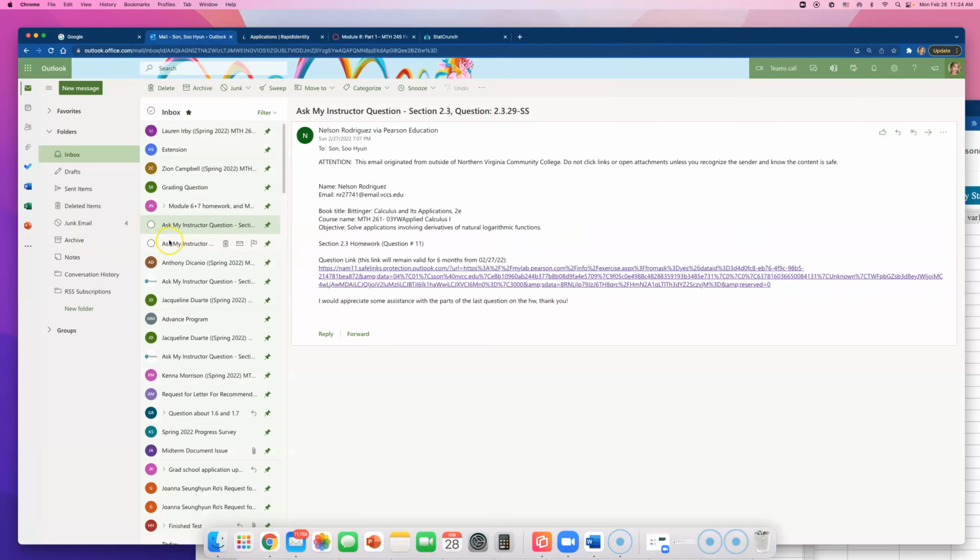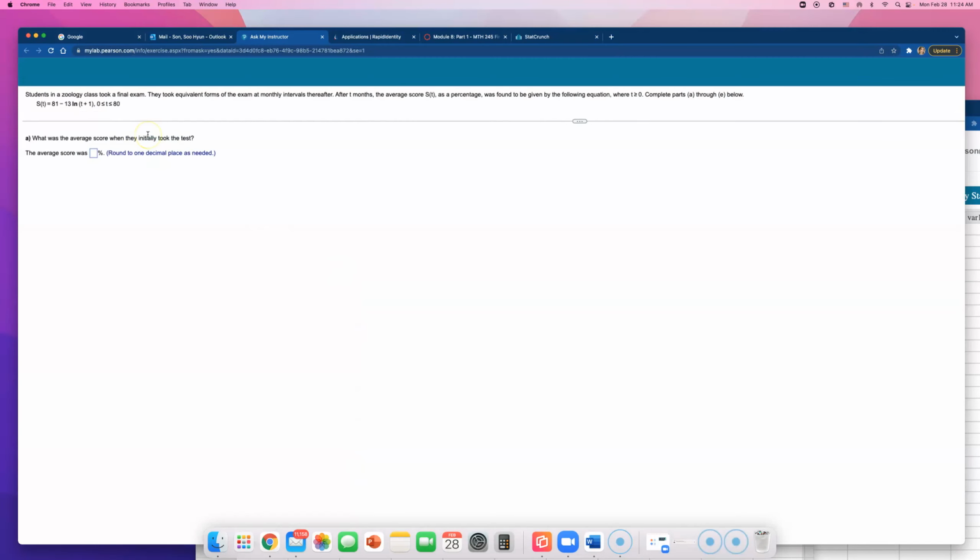This question is popular today. Two people emailed me about this question. I think one person just needed the second part, but I'm going to go ahead and just do the whole question here, okay? A student in a zoology class took a final exam.